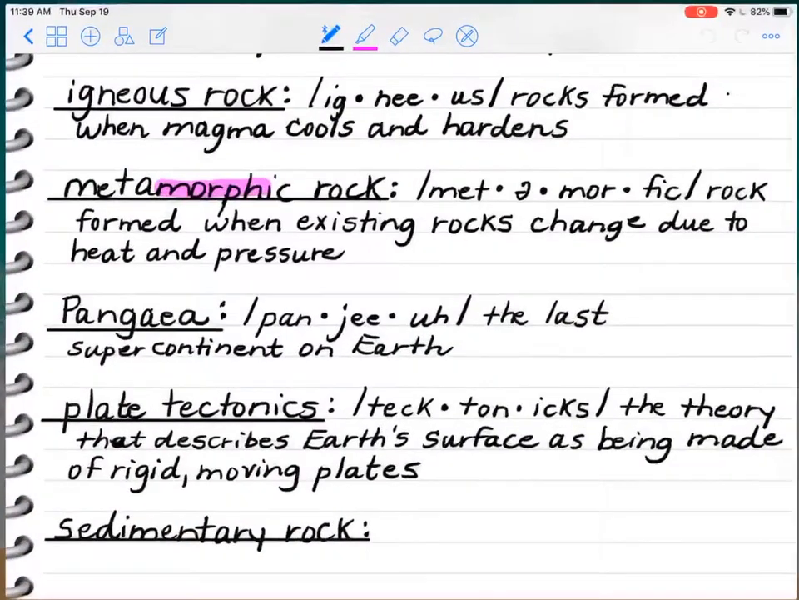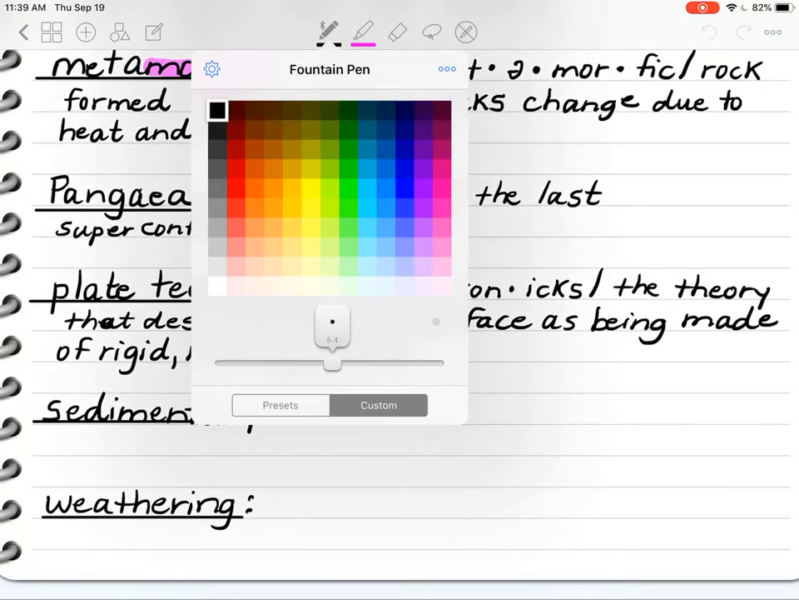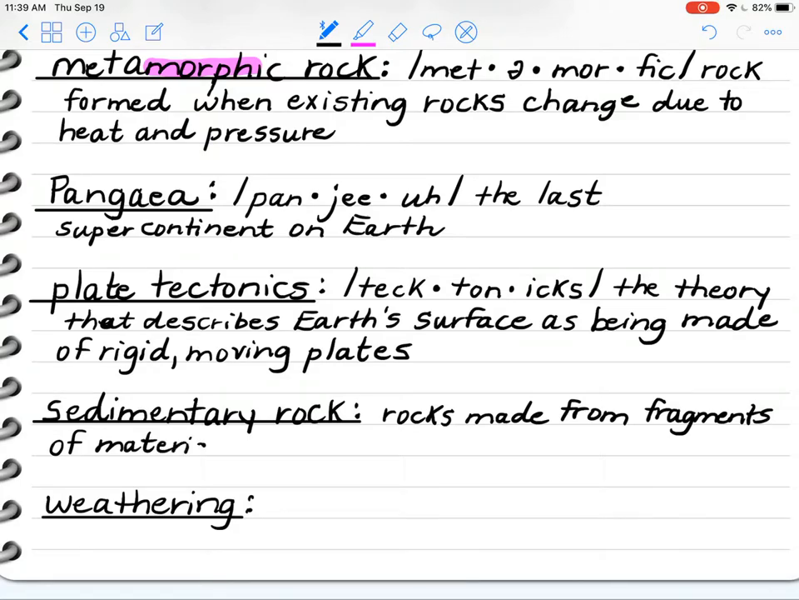Okay, two more, and we'll have this lesson done. We have sedimentary rock, and I won't do a picture on this one. Let's just get the definition. We have rocks that are made from fragments of material. I might pull up a picture of this one. Such as sand, shells, and pebbles. Pebbles are rocks.